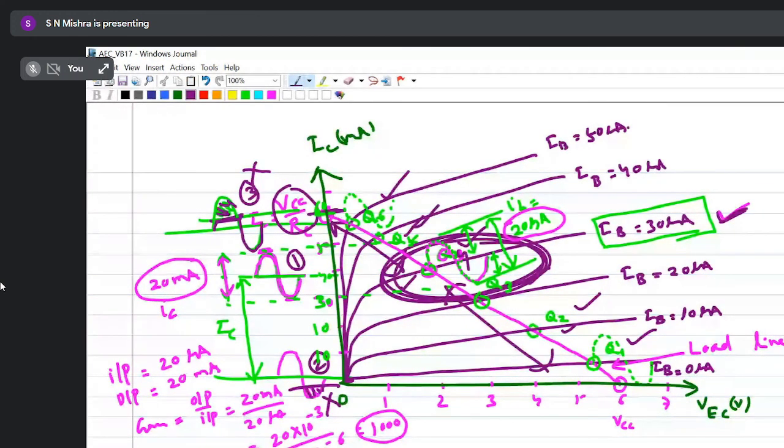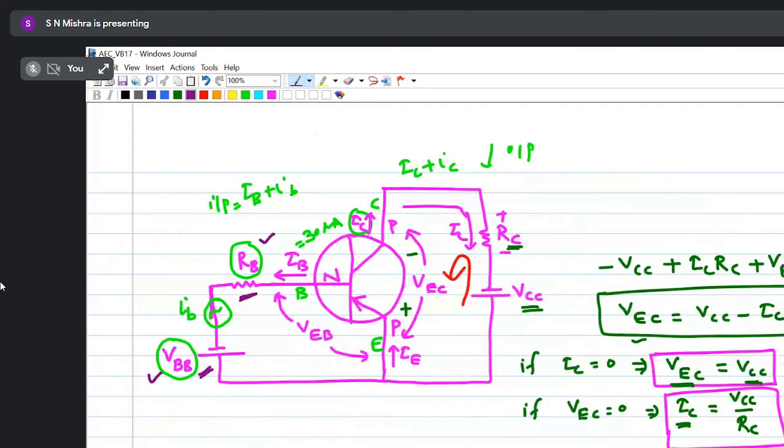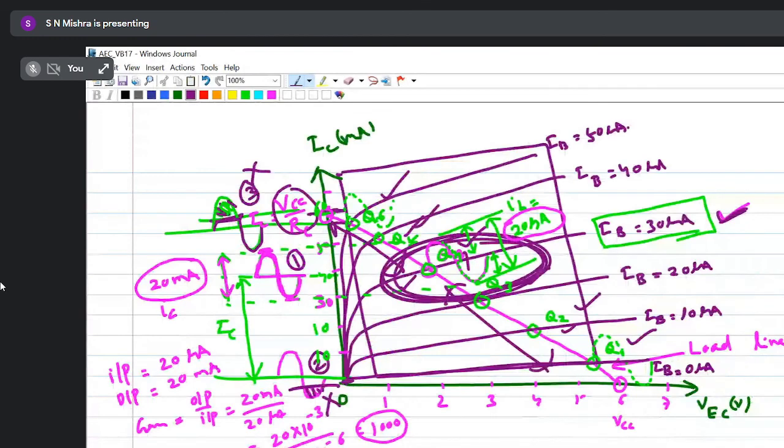in which region? Can you tell me which region I am operating? Cutoff or active or saturation region? Sir, active. Active region. So I should choose proper voltage and resistance so that my transistor operates in the active region, and the Q point should be at the middle of the load line.